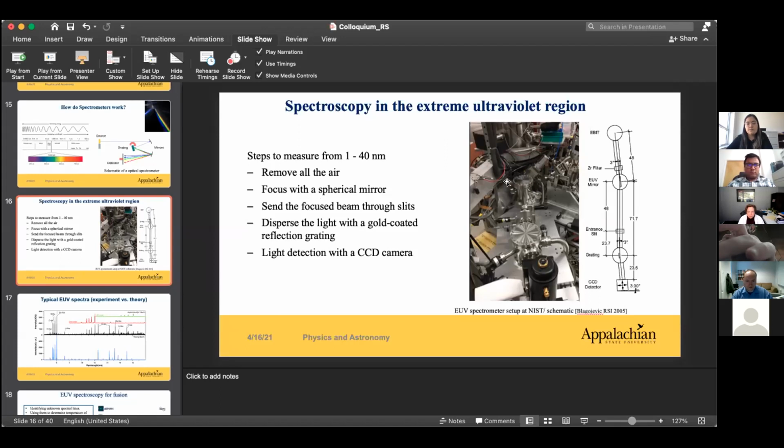And then you need a mirror. We used a large spherical mirror to collect as much light as we could. Then that was sent through a slit, which collimates the light, and then you send it to a grating element. In this case, there's a reflection grating, and then that's sent to a CCD camera, which is similar to the cameras that you can find in your phones.